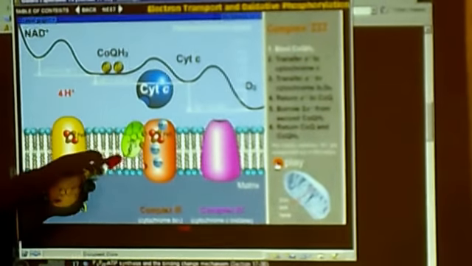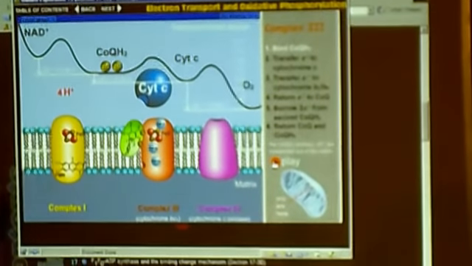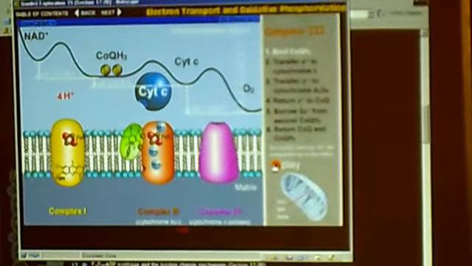Getting transferred, and this one electron will come back to Q and one electron will get transferred. So we just have to see how this is happening. Okay? Now.